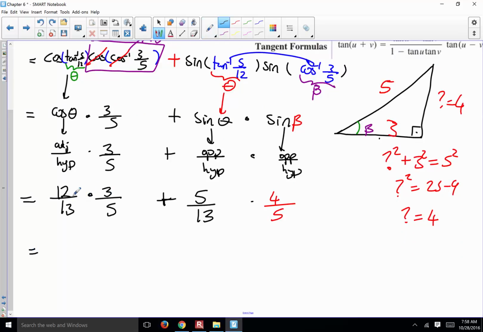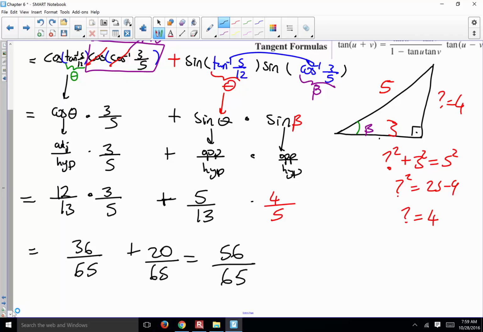Alright, let's multiply this out. This is 36 over 65, and this is 20 over 65. The total is 56 over 65. Do you get it? So this was a good example. It combined two subjects, inverse trig functions and also the recent formulas, addition of cosine u plus v.